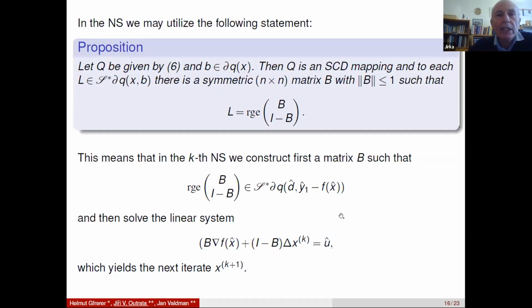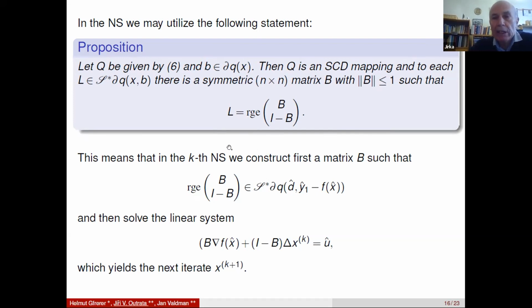here, we may always exploit the following statement. So consider such a variational inequality of the second kind. Assume that b belongs to the subdifferential of Q at the point x. Then we claim that this multifunction Q is an SCD mapping, and for all subspaces from this S star collection, there exists a symmetric n times m matrix whose norm is not greater than 1, and such that this subspace can be represented as the range of these two matrices.